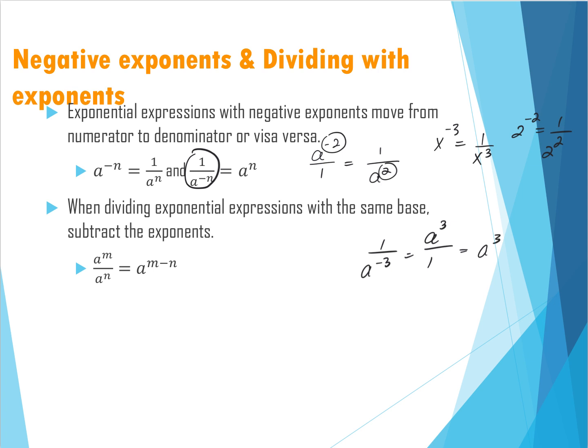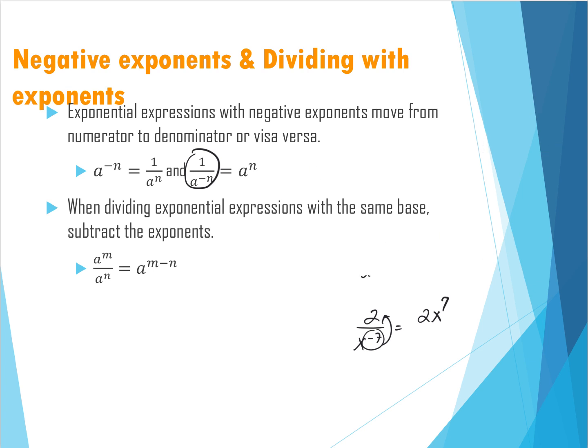So if you have something like 2 over x to the negative 7 power, that's going to be 2 times x to the positive 7 power, because again, this is going to move up on the bar, because that's what you do with negative exponents. And so that's the first main topic of this section.